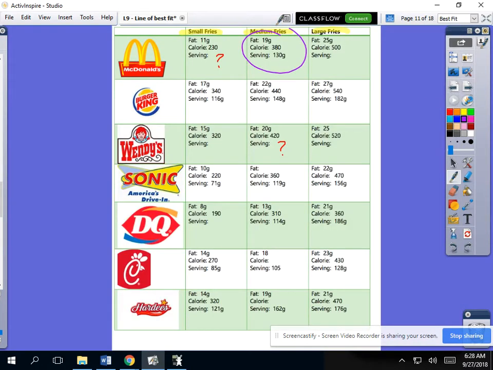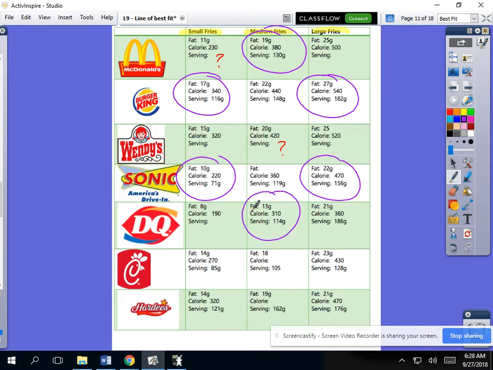So I'm going to choose this one right here. I'm going to choose this one, this one. Let's keep going. Let's choose this one and this one. How about this one right here in the middle? And then how about these two right here? And then last but not least, how about these two on the bottom as well?